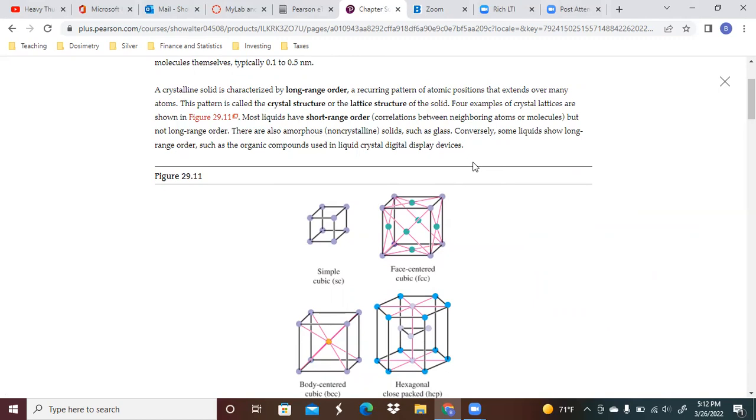Most liquids have short-range order, correlations between neighboring atoms or molecules, but not long-range order. There are also amorphous or non-crystalline solids, such as glass. Conversely, some liquids show long-range order, such as the organic compounds used in liquid crystal digital display devices.